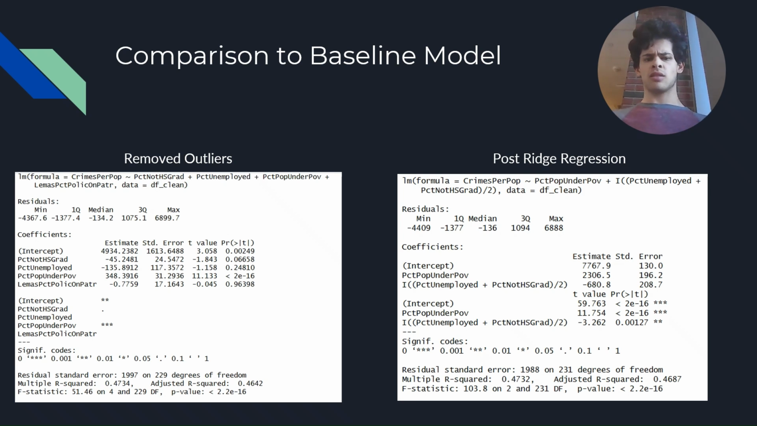This is interesting because a zero case is still unrealistic. You would still expect there to be a percentage under poverty, and even with the combined unemployed and not high school grad percentages, that would still realistically not have a zero case. Poverty also shows a large increase in the effect, moving from an estimate of about 350 to over 2,000. The combination of the two negative relationships also shows a significant increase in their estimate, as well as the relationship with the intercept increasing.